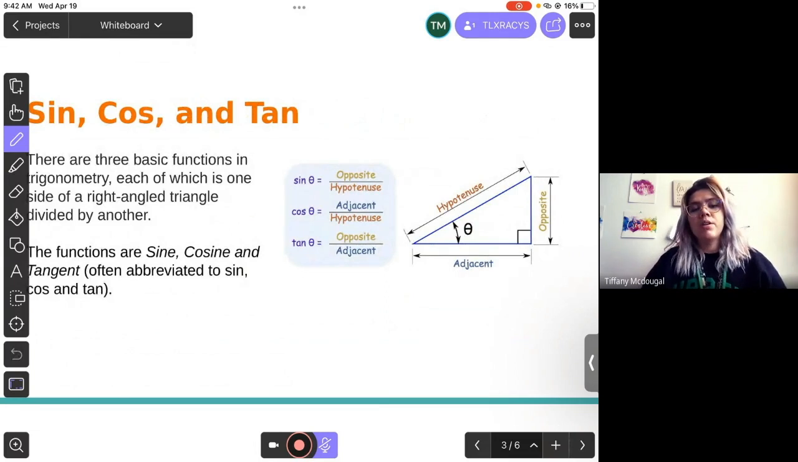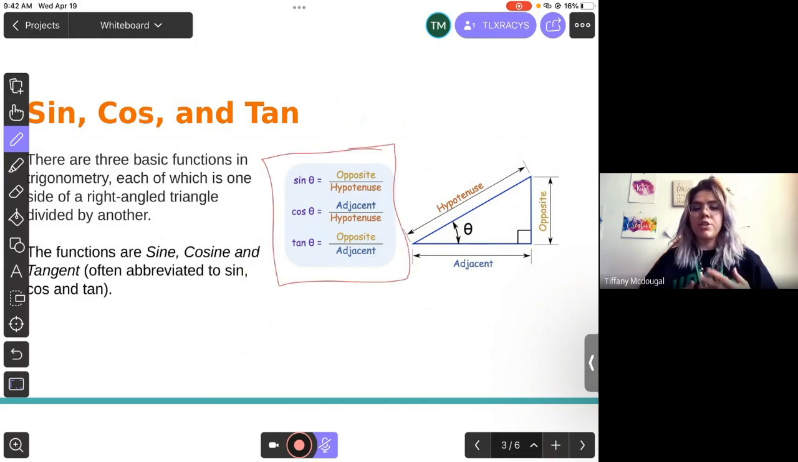All right, so we're talking about trigonometry. We're talking about sine, cosine, and tangent. There are three basic functions in trigonometry, each of which is one side of the right angled triangle divided by another. So the functions are sine, cosine, and tangent, which are abbreviated to sin, cos, and tan. And we can see what their ratios are right here. When I say ratios, I just mean the fractions that they make.